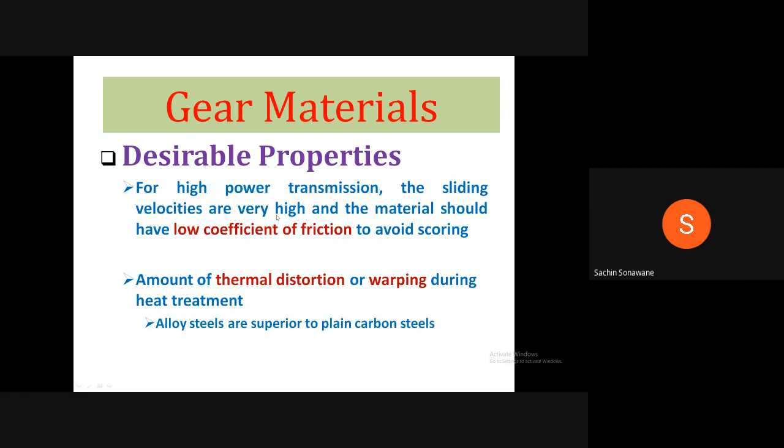Next, for high power transmission, the sliding velocities are very high and the material should have a low coefficient of friction to avoid scoring. Also, to limit the amount of thermal distortion or warping during heat treatment, alloy steels are superior to plain carbon steels. Therefore, alloy steels are used to manufacture gears to avoid thermal distortion or warping during heat treatment.